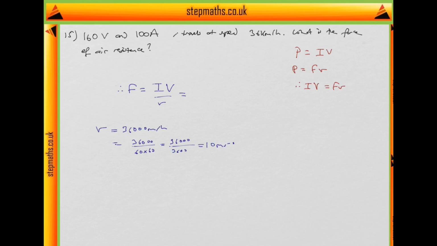So this is going to be equal to the voltage, 160 volts, times the current, 100 amps, over the velocity, 10. That comes out to 160 times 10, which is 1,600 newtons.